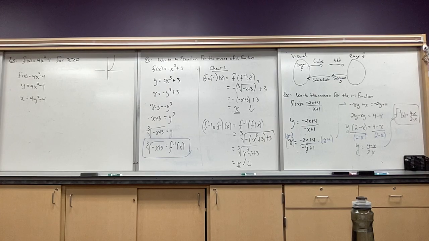But any questions on why I restricted a domain? Because we wanted to make it a one-to-one, right? Because that's the only way we can come up with an inverse. Okay, so now I'm going to add 4. So this will just be y squared. Take the square root.